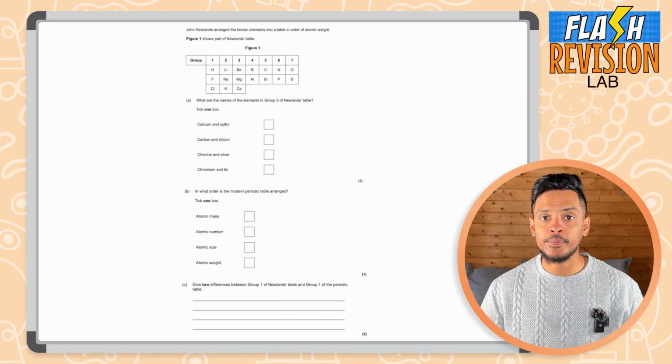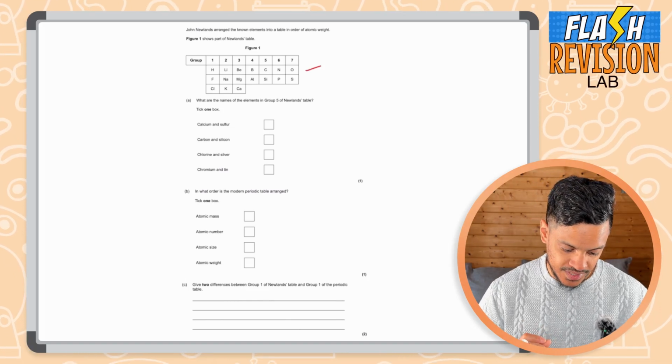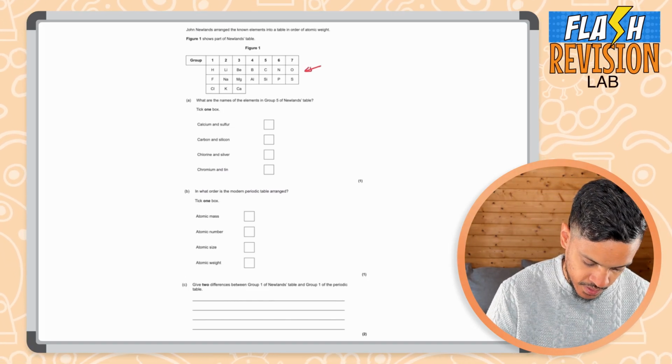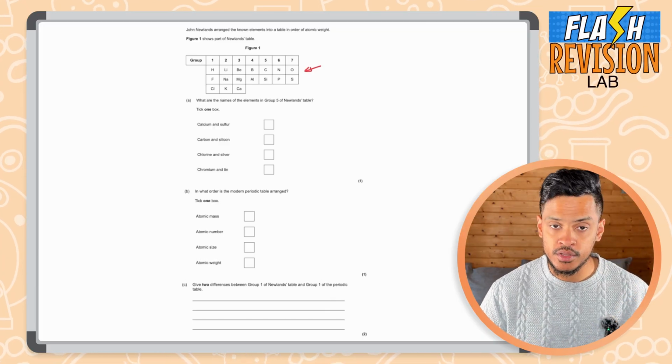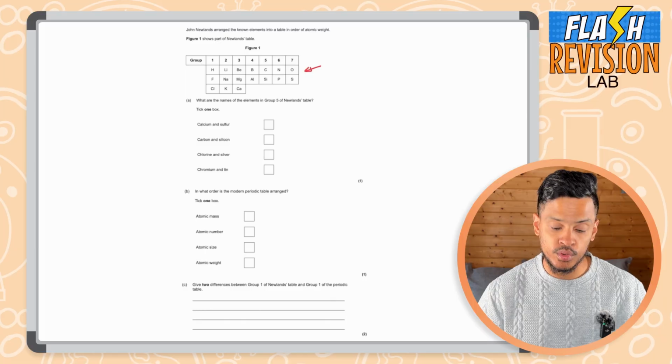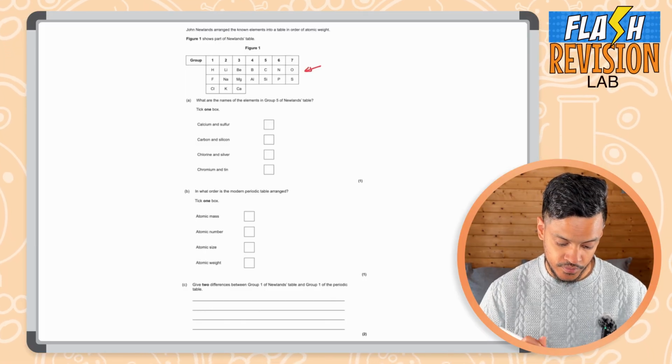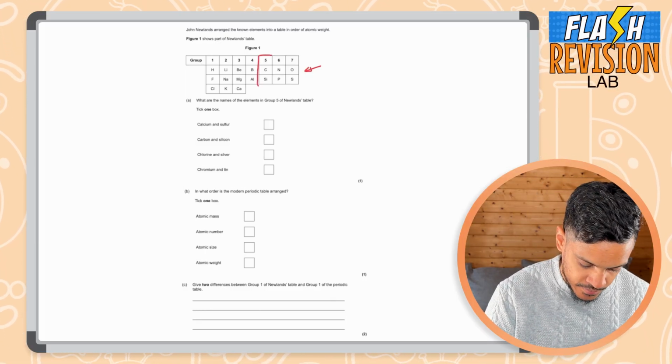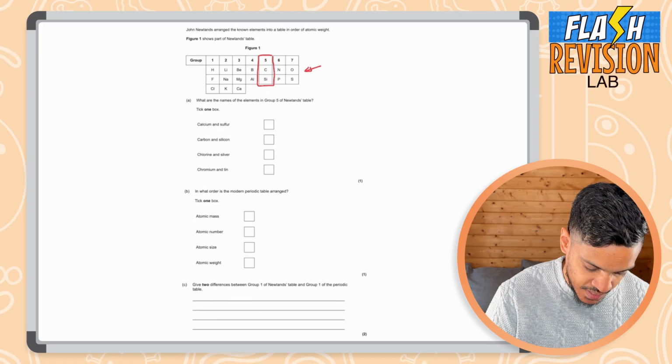All right, we have a question on the periodic table here. We've got an example of a periodic table developed by John Newlands. And the first question is, what are the names of the elements in group 5 of Newlands' table? Group 5, that would be C and Si.